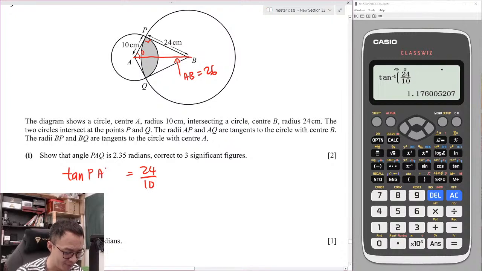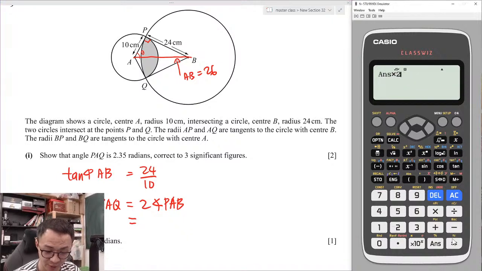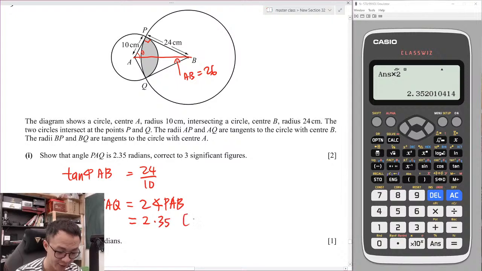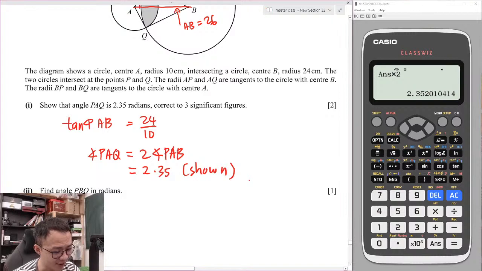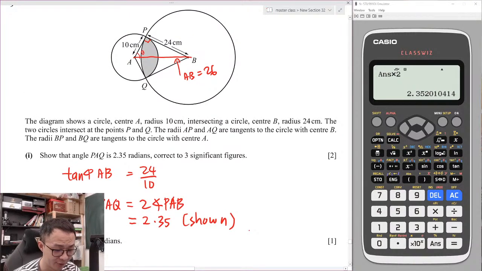PAB equals to, then angle PAQ equals double of the angle PAB, so equals times 2, 2.35. Sure.